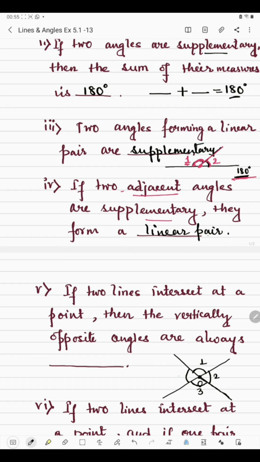So this angle 3 is just opposite of angle 1. Since these two lines intersect at a point, the angles formed in an opposite way, means angle 1 and angle 3 will be equal, as these are vertically opposite angles. Similarly, angle 2 is just opposite of angle 4. So angle 2 will be equal to angle 4. So if two lines intersect at a point, then vertically opposite angles are always equal.